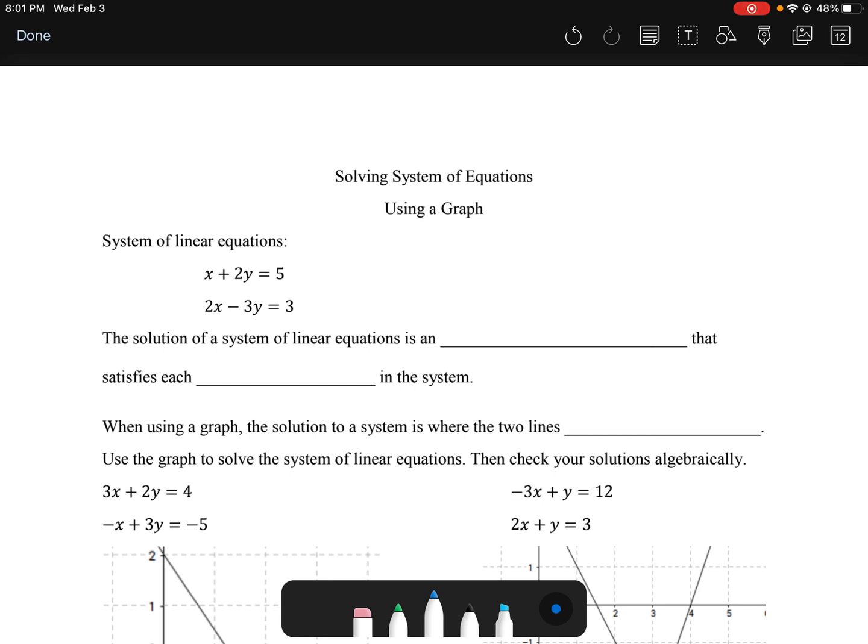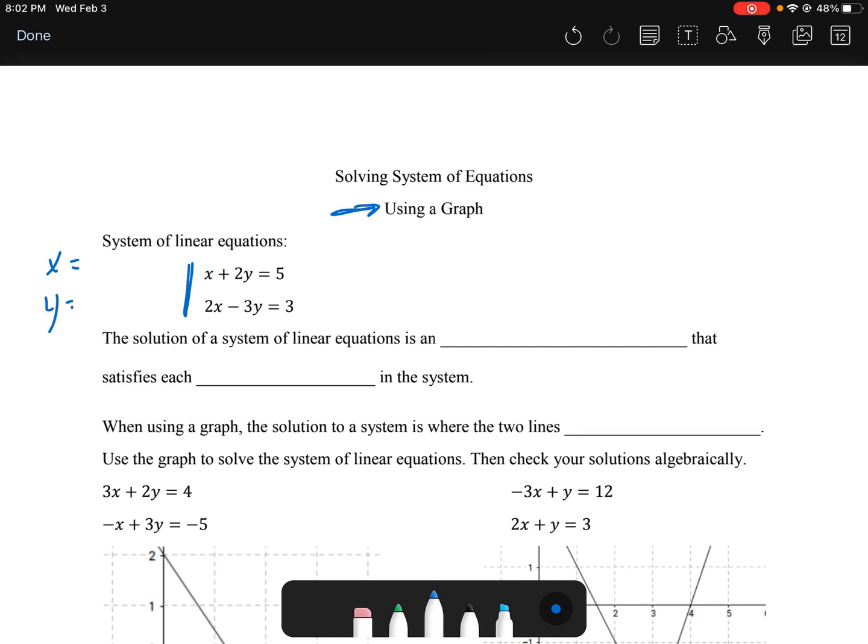Alright, we're going to start talking about solving systems of equations. There are three different ways that we can solve a system. Today we're going to start by using a graph. Right here, I have a cool little example of what a system looks like. You can see that it's two different equations, and we are dealing with x and y in these equations. Our goal at the end is to solve for x and y so that it satisfies both of them.